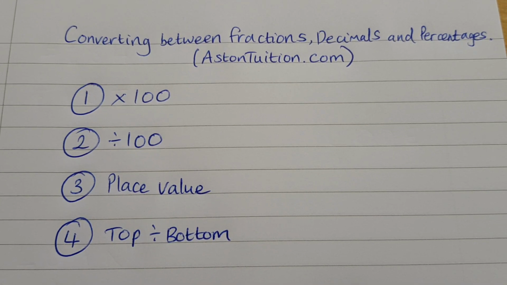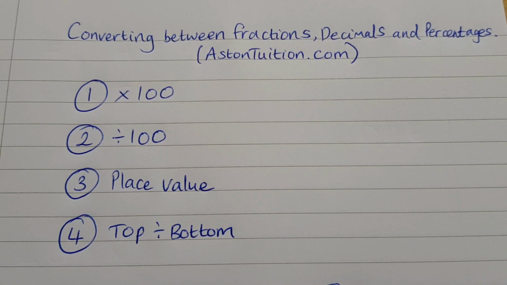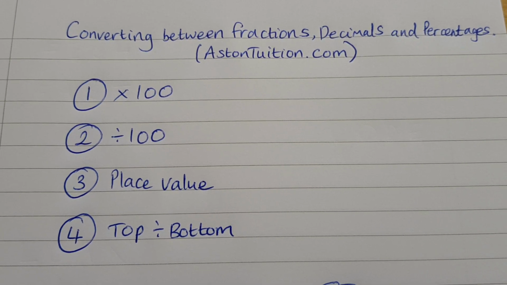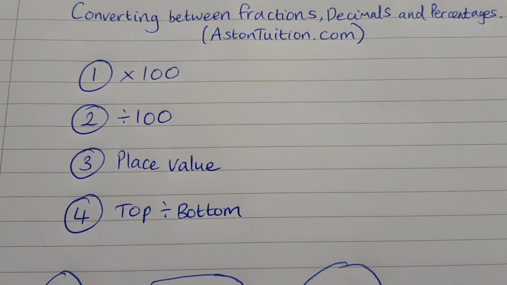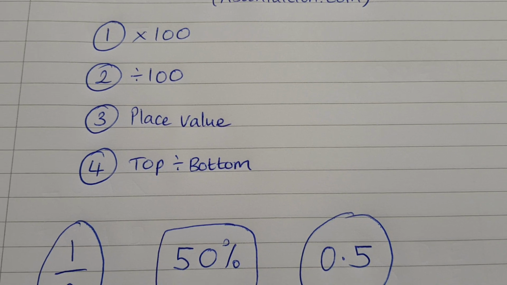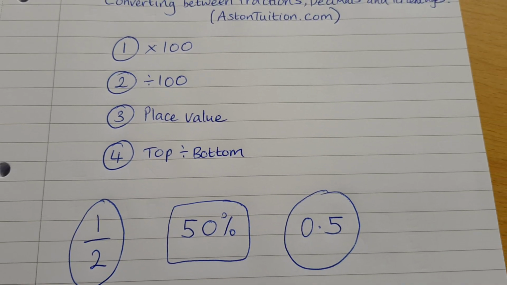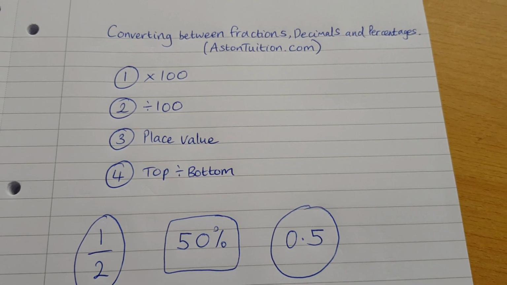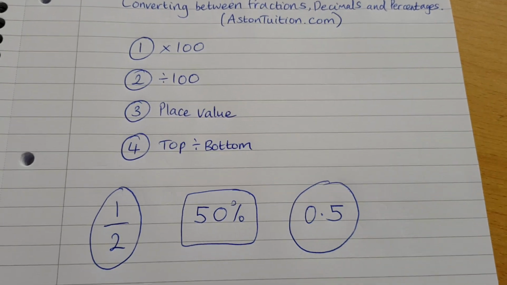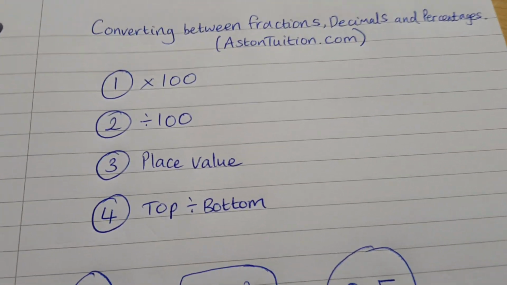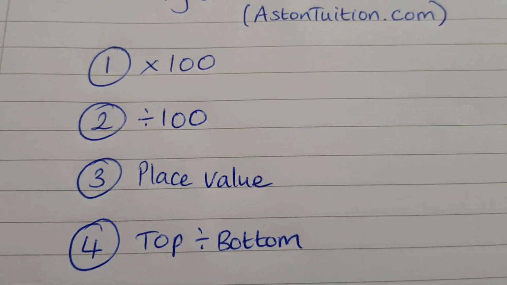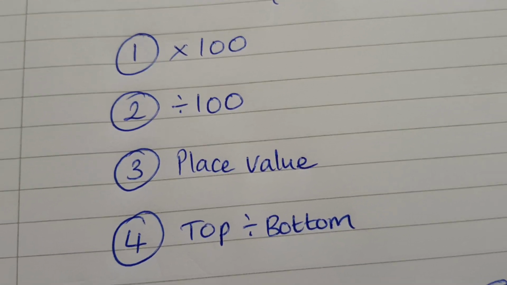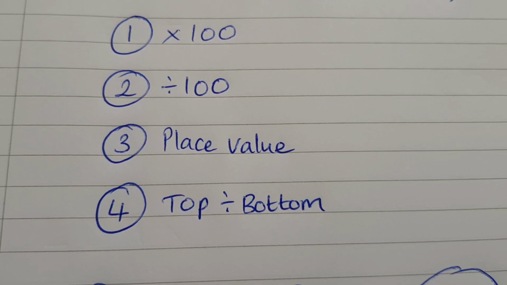This is a method that you can use to convert between fractions, decimals and percentages. So first of all, you have to learn these 4 facts, and you also need to know that a half is 50%, which is 0.5. So these 4, when you're asked to convert between any of these, it's going to be one of them.